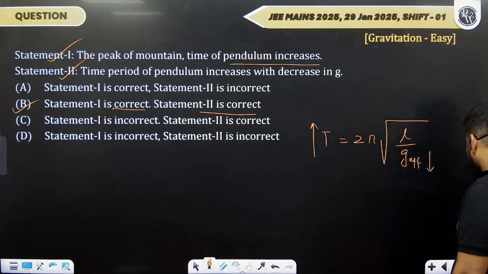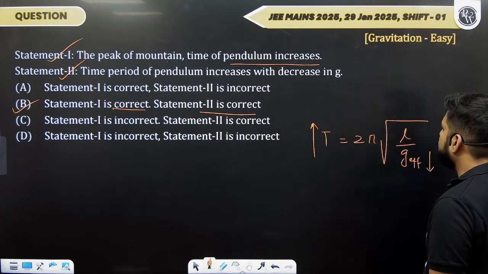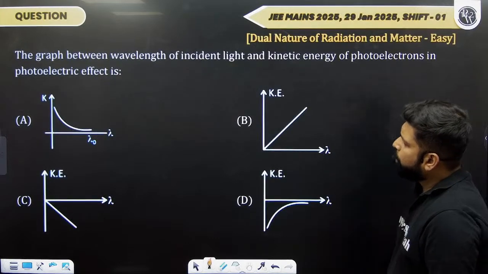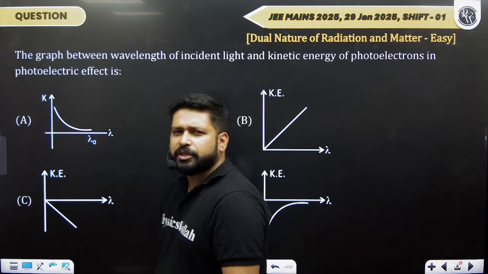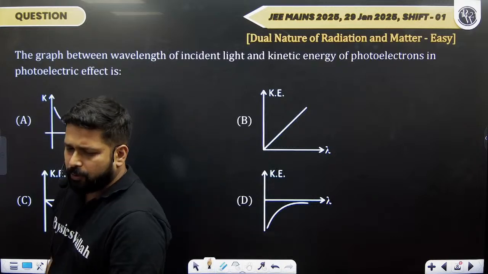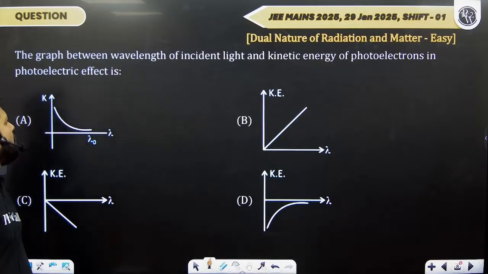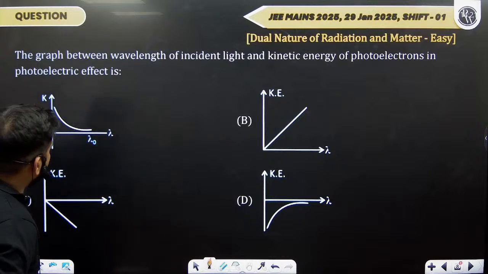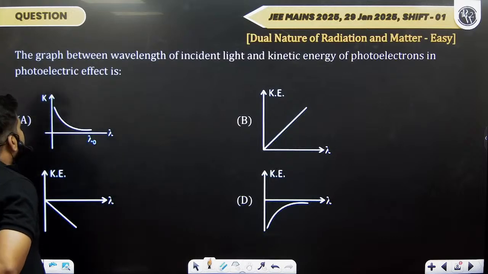Okay. So this is again a pretty simple, very direct question. A much anticipated question, I should say. You always anticipate a question from this part of photoelectric effect. The question is, the graph between wavelength of incident light and kinetic energy of photoelectrons in the photoelectric effect is.